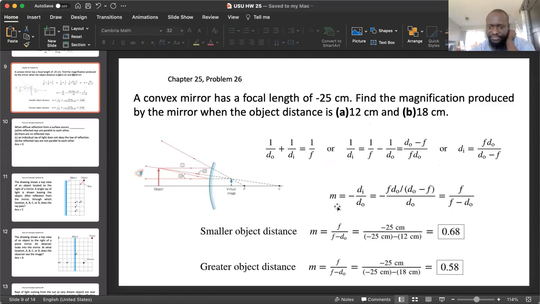Then magnification is negative d image over d object. So that's negative d image, f d object over d object minus f, all over d object. We are given f and d object. That's all we're given. So we have the magnification in terms of that. For the smaller object distance, when f is negative 25 and d object is 12, we put negative 25 and 12 and solve, and we get this. And when f is negative 25 still and d object is 18, we get a different magnification. But in both cases, we can see that the magnification is always less than 1, no matter what, because a convex mirror always produces images smaller than the object.